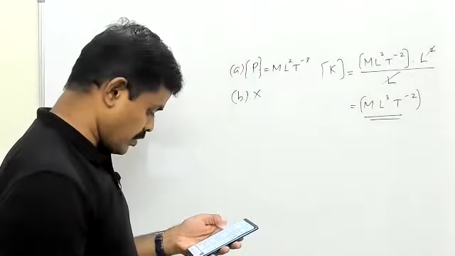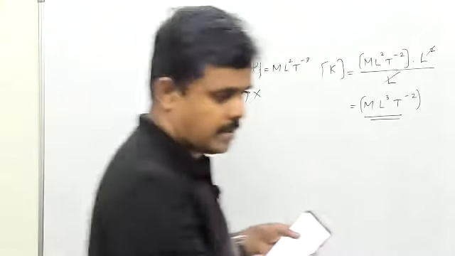Then option C, let us check option C, Joule meter. Joule meter, let us check. 1 second, please.